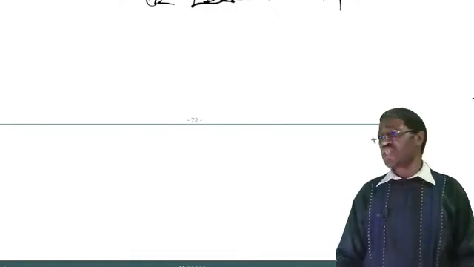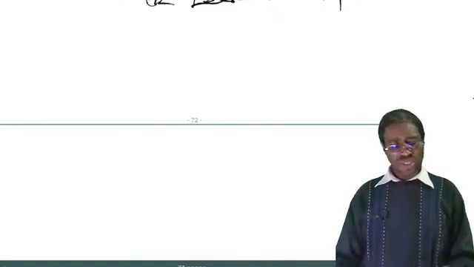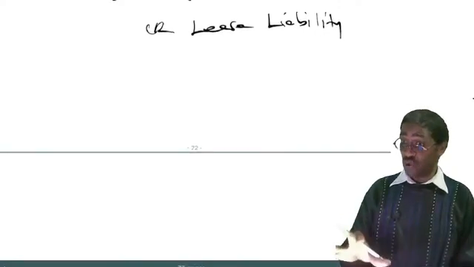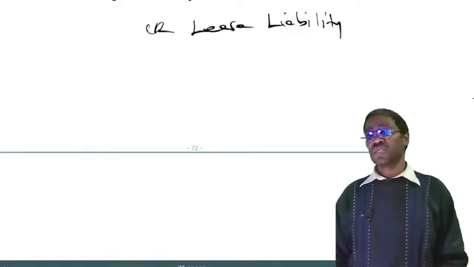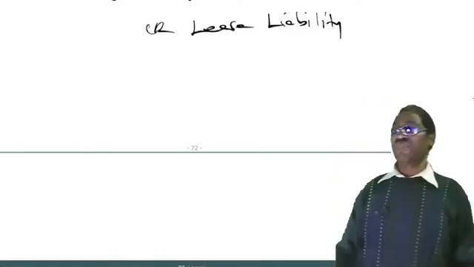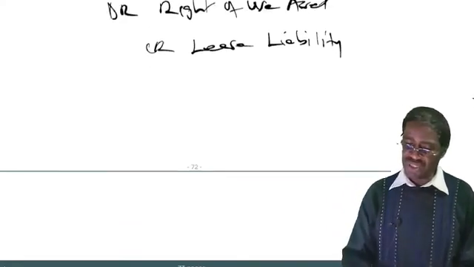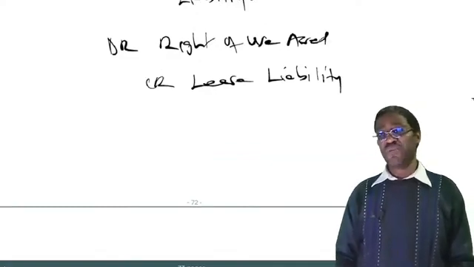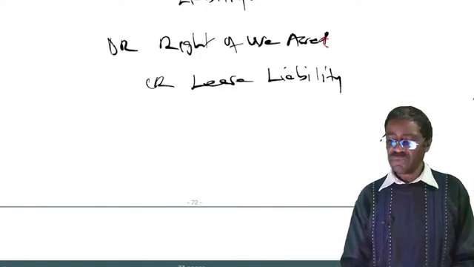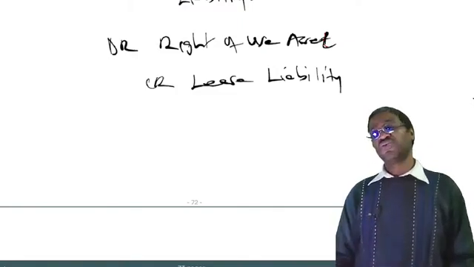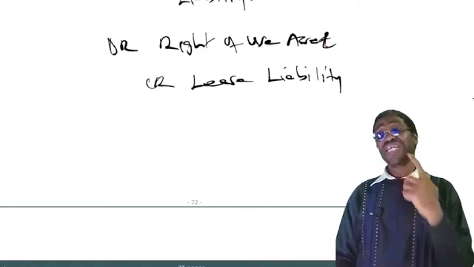The lessee should recognize a right of use asset and a lease liability. Then you can put down this double entry. Just copy this double entry. You debit right of use asset and you credit lease liability.